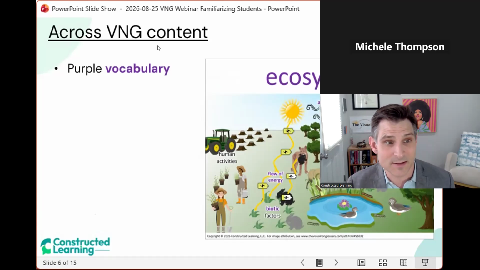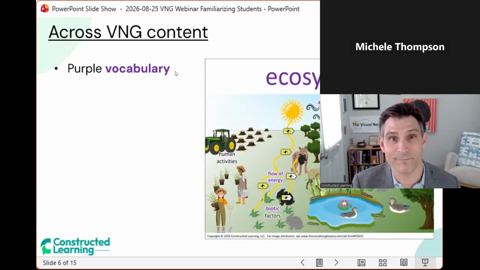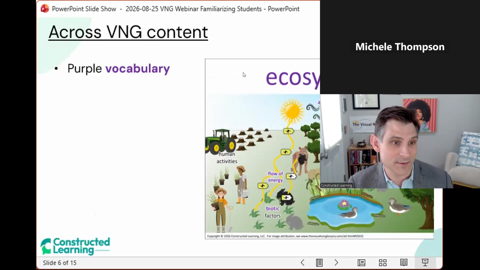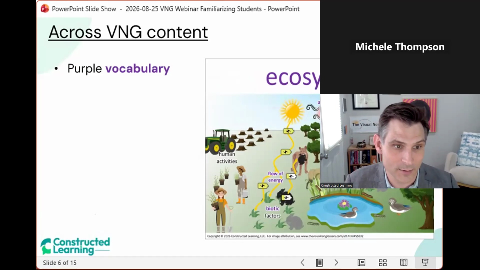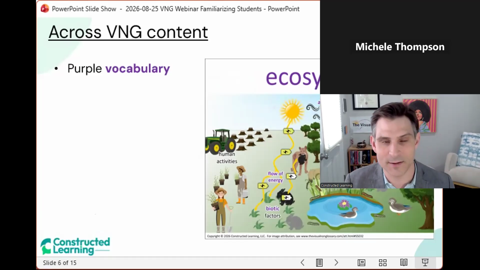The number one thing is that VNG vocabulary words are always bold purple. So here's a visual for ecosystem. Abiotic is also a vocabulary word. What I mean by vocabulary word is that in terms of the visual glossary, there is a VNG visual at this grade level for the word abiotic. I think this visual was specific to fifth grade TEKS, and with the new TEKS, abiotic is a word in fifth grade. So this word is purple.